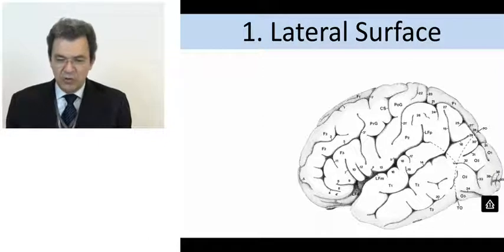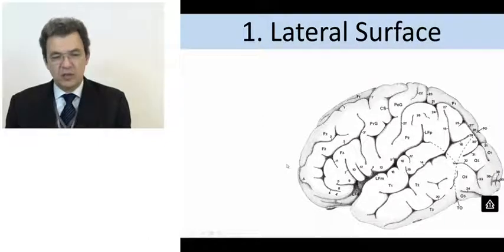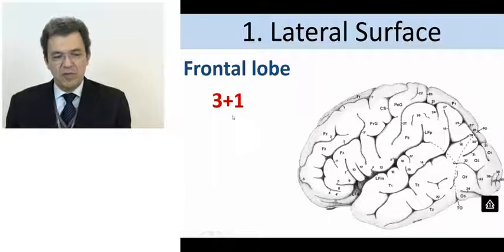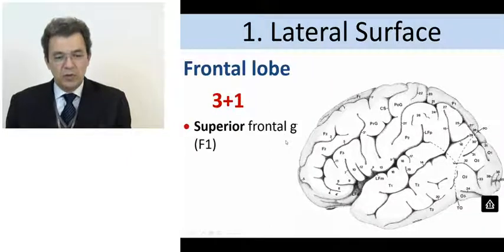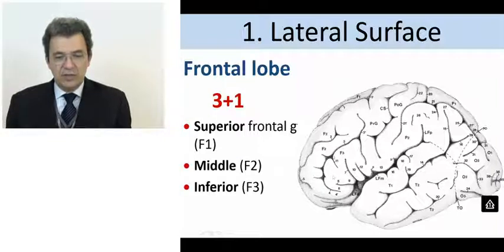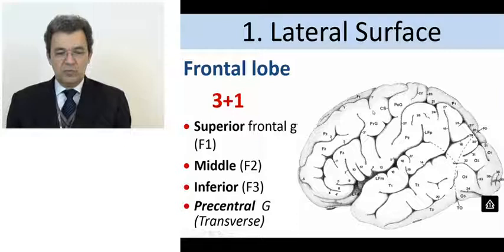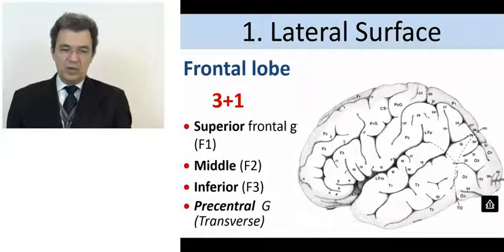So a suggestion, according to Duvernois, from his book, would be that in the frontal lobe you have an order of 3 + 1, which means 3 longitudinal gyri and 1 transverse gyrus. The 3 longitudinal would be very simply superior frontal gyrus, middle frontal gyrus, and inferior frontal gyrus, separated by 2 sulci, superior frontal sulcus and inferior frontal sulcus. The transverse one would be the precentral gyrus. Very simple, 3 + 1.